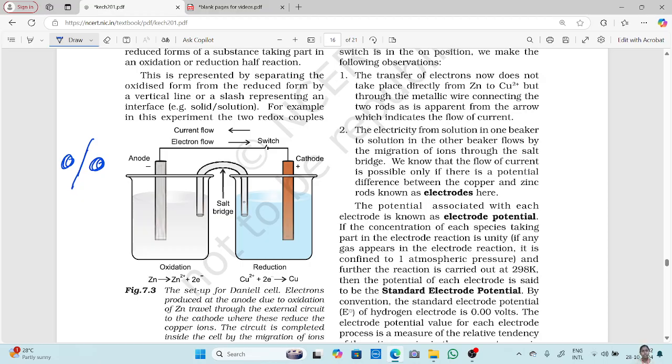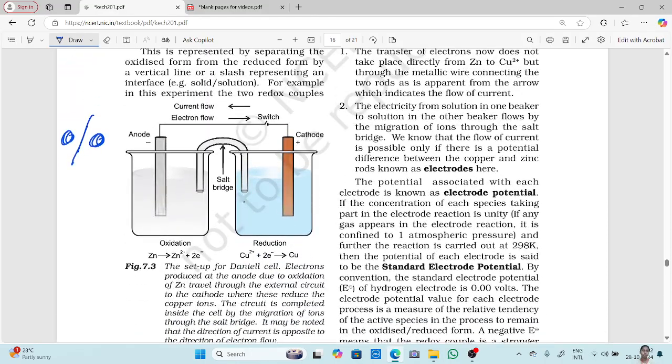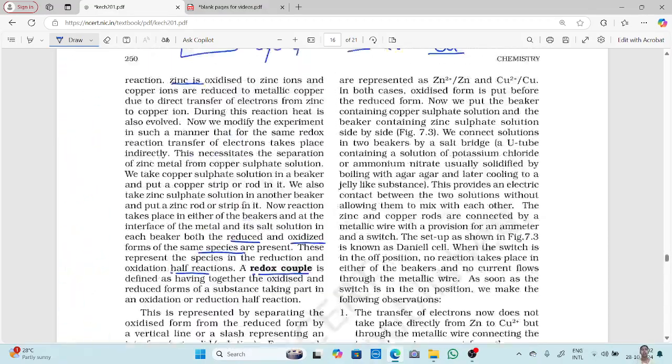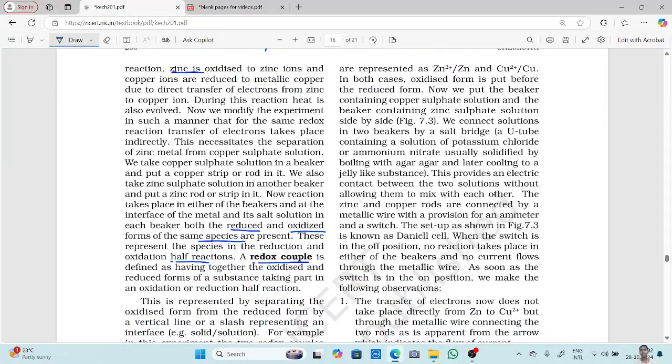For example, in this experiment, you have two redox couples represented, that is Zn2+/Zn and Cu2+/Cu. Now in both cases the oxidized form is put before the reduced form. So whenever you write that reaction, you will put oxidation first and then reduction. Now we put the beaker containing copper sulfate solution and the beaker containing zinc sulfate solution side by side. So both the reactions you have to put side by side.